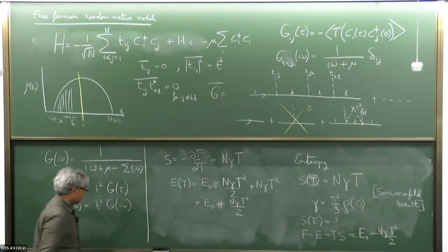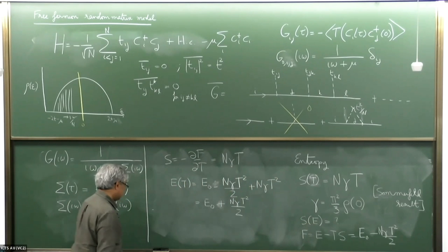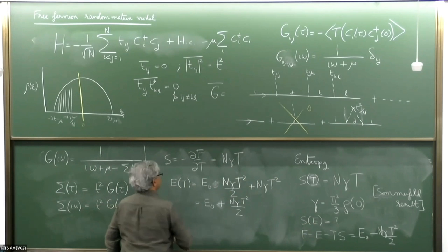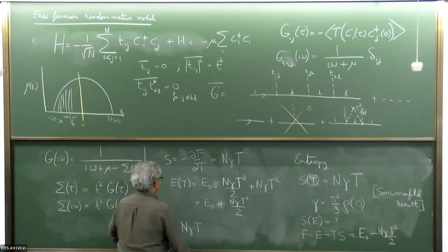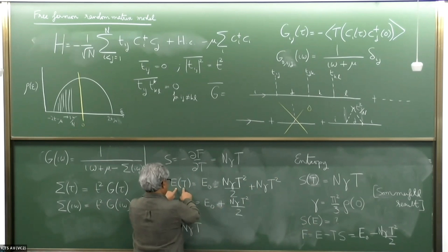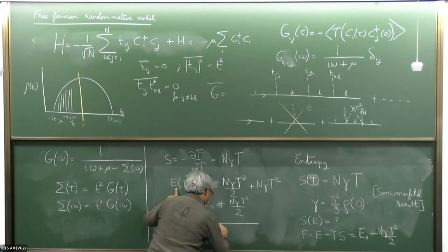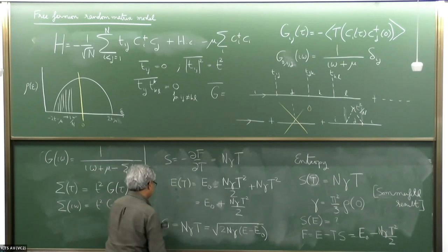All right, so what I want to do is now take these expressions and write down the entropy as a function of energy. Okay, so the entropy is then N gamma T, but I want to get rid of T, and I can get rid of T from this equation. And so therefore I will now see that this is equal to the square root of 2N gamma times (E minus E naught). Okay, so that's the expression I want for reasons that'll become clear in a minute.